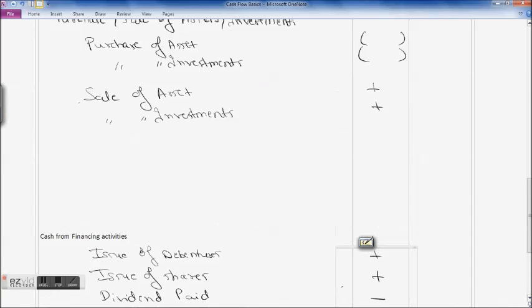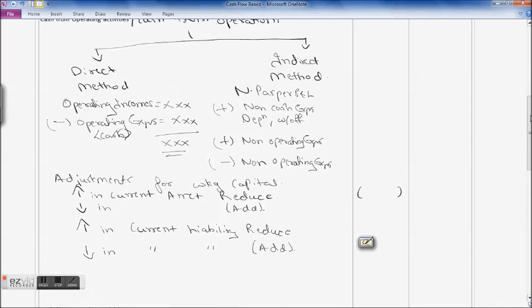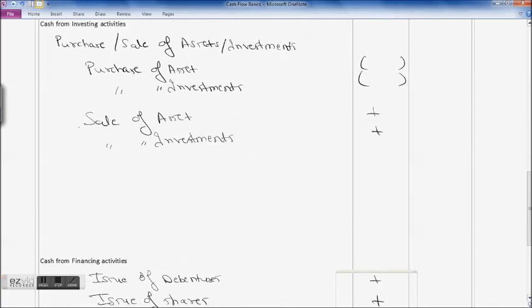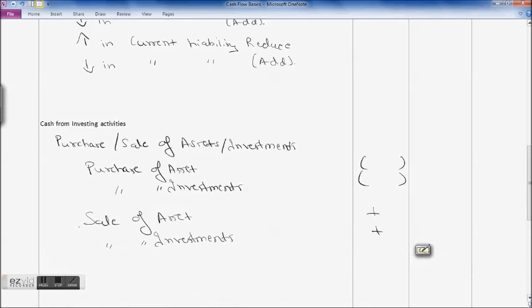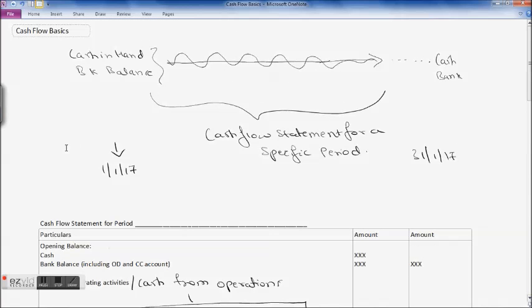So this is how you prepare cash from operating activity, cash from investing activity, and cash from financing activity. And at the end, what you should be getting is the total closing balance of all your cash and bank, including overdraft and cash credit, at the end of that particular period. So this is one way in which you can cross-check whether the cash flow statement prepared is correct or not. So this was about the basics of the cash flow statement. Thank you.